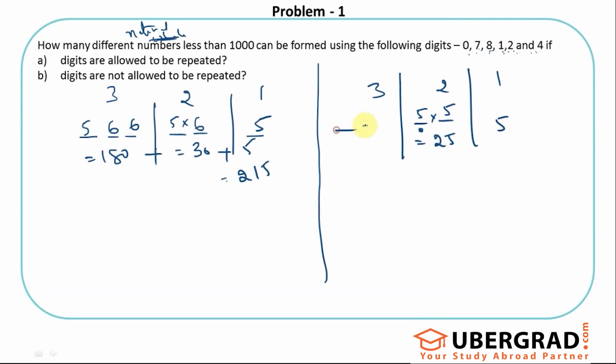What about this? Same logic. Everything except 0 can be used here, so 5 options are available, because I would have used 1 digit here. Here, out of all the 6 options, 0, 7, 8, 1, 2, I cannot use the one which is already used in the first place.